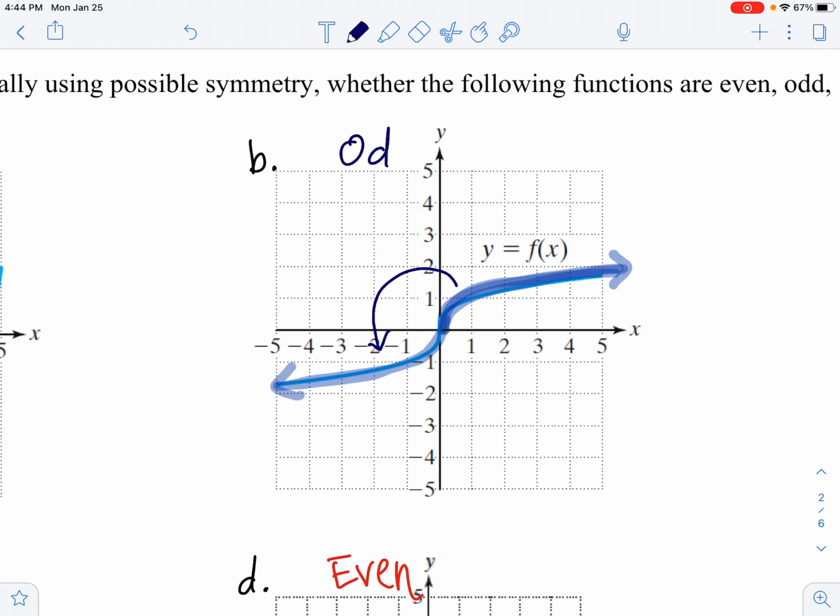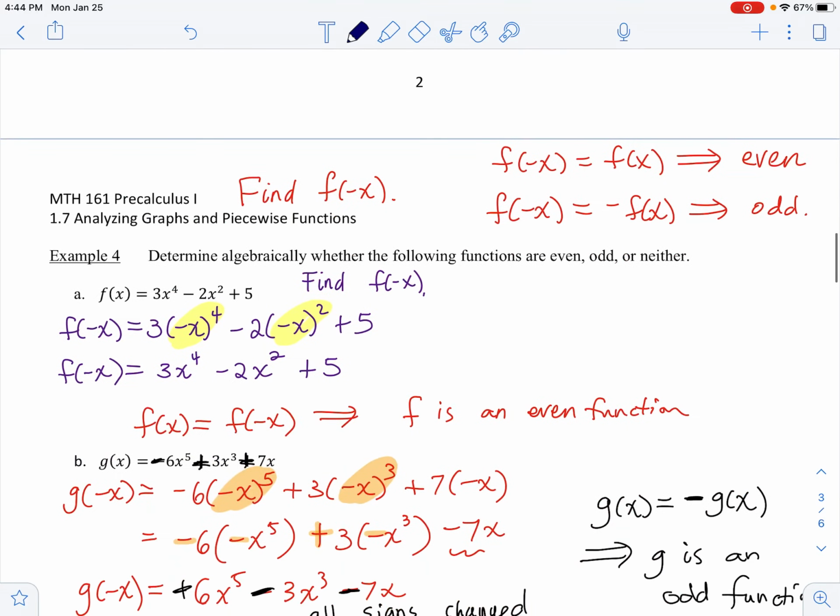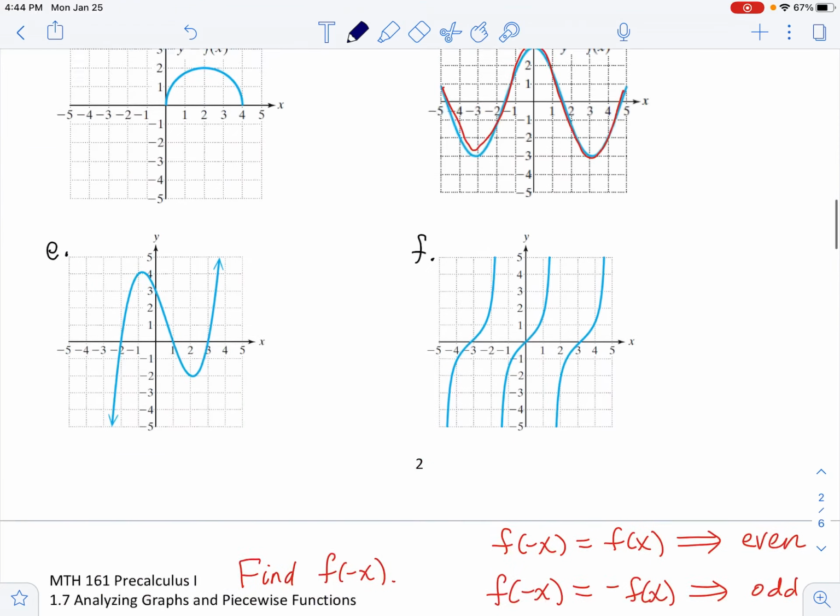But this is a graph of an odd function, okay? I may be able to find some better videos of other people using some kind of applet to show this rotation and symmetry. But on your first exam, I will not ask you to determine symmetry graphically. I will just keep it as doing it algebraically because I think that's a little more straightforward.